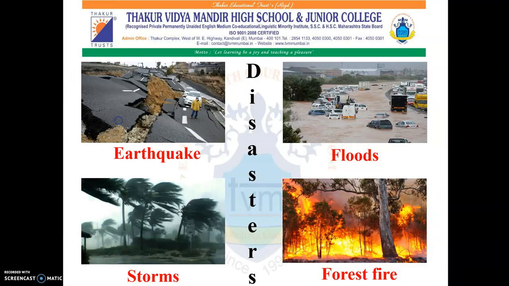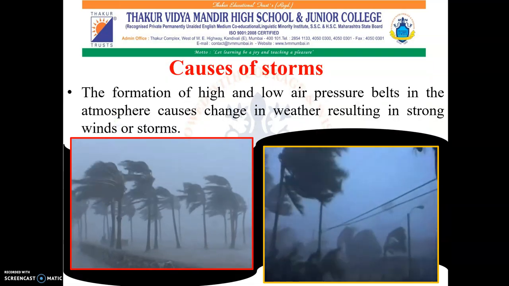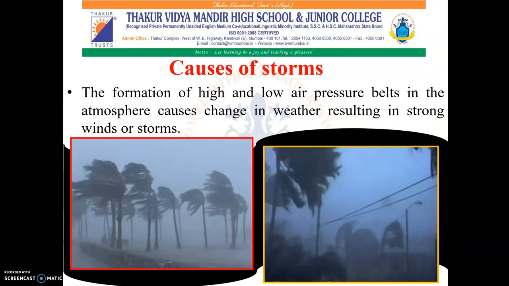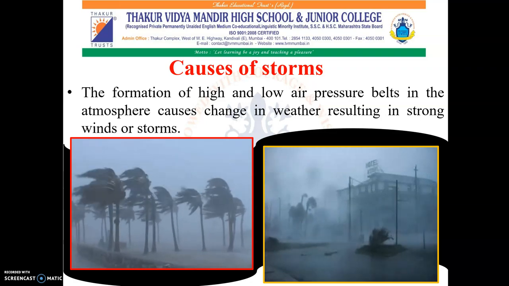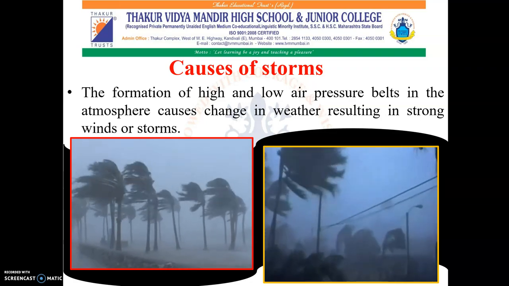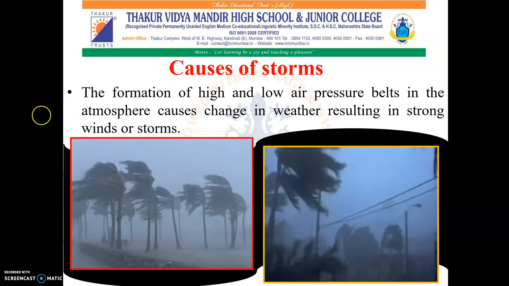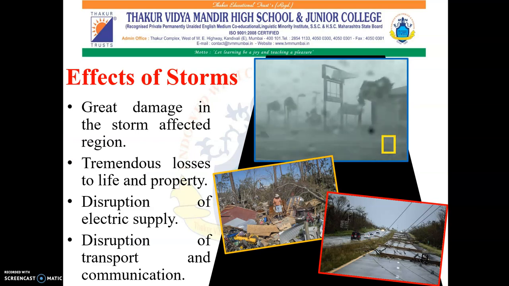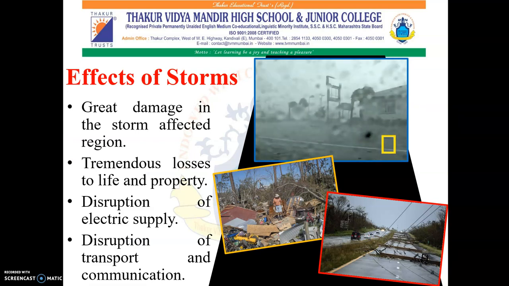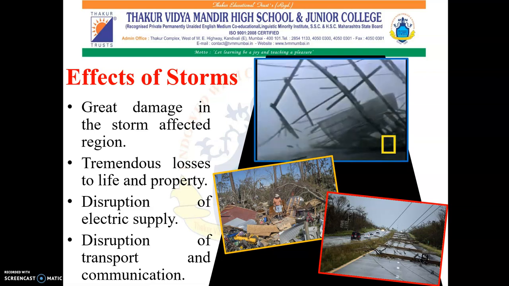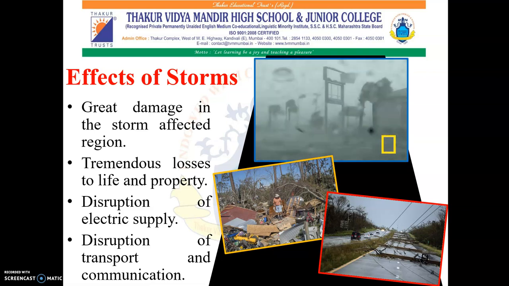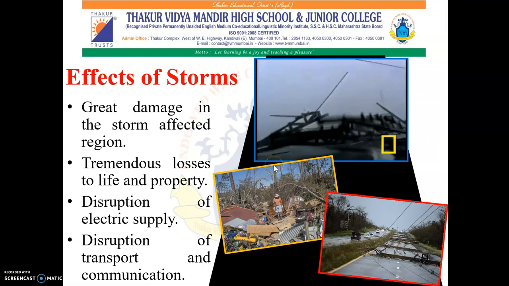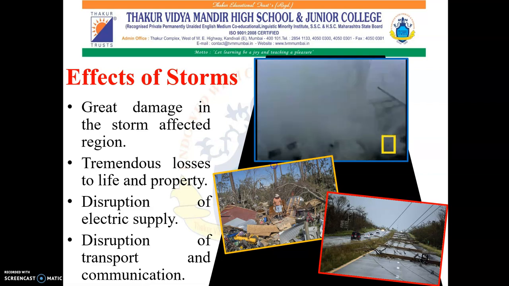Next is storms. The formation of high and low air pressure belts in the atmosphere causes change in weather and results in strong winds or storms as shown in the picture. Effects of storms. Great damage in the storm affected region. Tremendous losses to life and property. Disruption of electric supply as well as transport and communication also takes place because of storms.